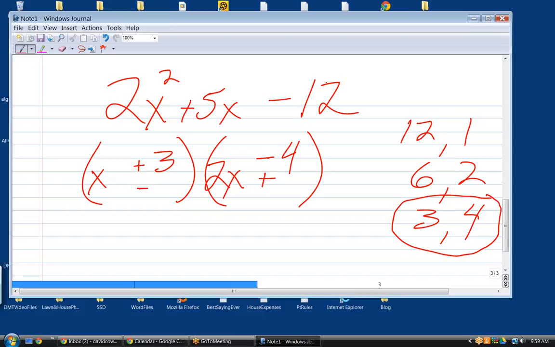What does that give you as a middle term? Hold on. So 5x. Hold on, where are you getting 5x? 3 times 2x is 6x. 6x plus negative 4x. Okay, what's that? 2x. Okay, wrong number, right? We're looking for a 5. Whether it's plus or minus doesn't matter. If it's not a 5, then this is not correct.